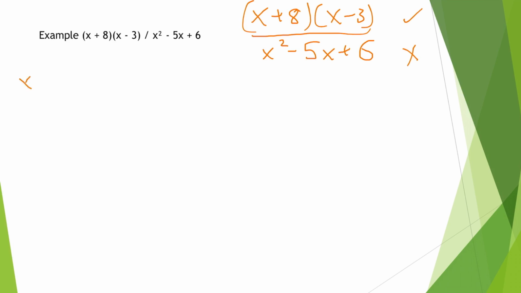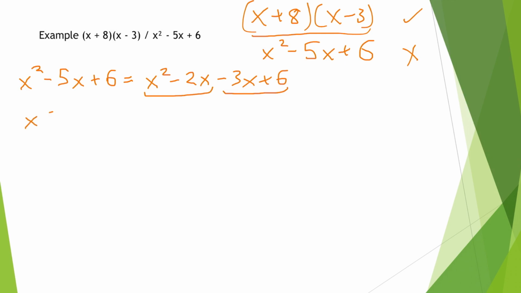We have x squared minus 5x plus 6. Okay, we know how to factor that. We have x squared minus 2x minus 3x plus 6. I'm going to take the 3 from here, and I'm going to take the 2 from here. We have x into (x minus 2) minus 3 into (x minus 2). And what we get is (x minus 3) times (x minus 2).